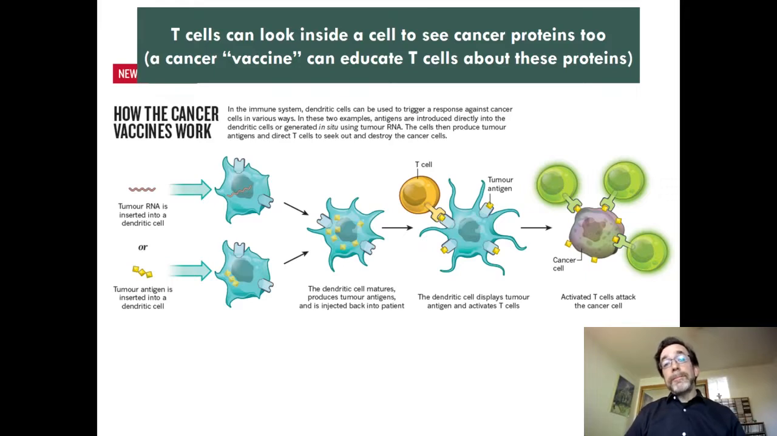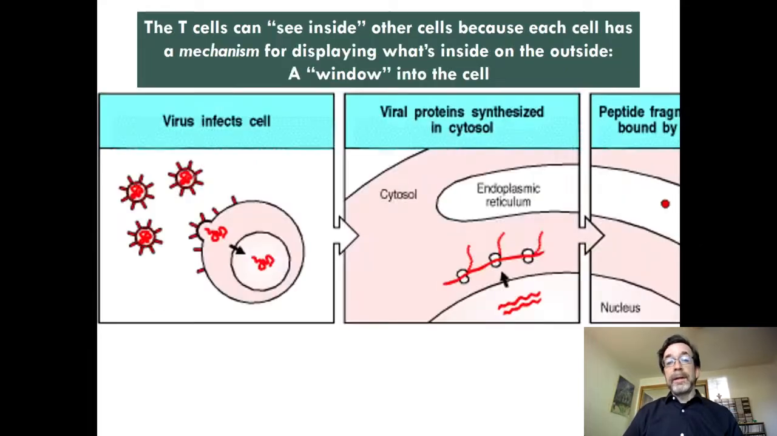So if you think that vaccines are only for infections, there's actually a possibility that they can be for cancer as well. Vaccines are about educating the immune system. And so you can educate the immune system against a particular pathogen or against a particular kind of tumor, if you can find a signal that works for that.